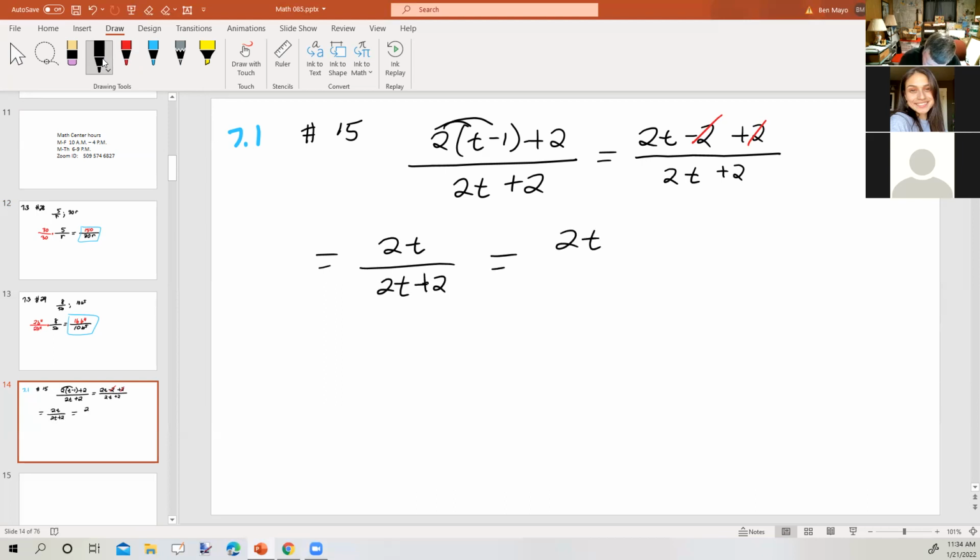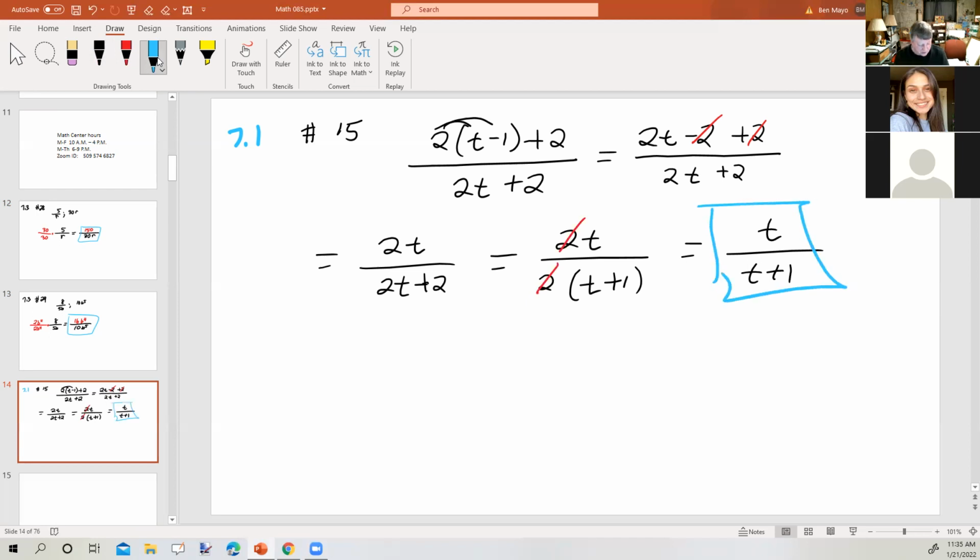However, I can take the denominator and factor a 2 out of it. So now my factors of the numerator are 2 and t. My factors of the denominator are 2 and the quantity t plus 1. I can reduce out the 2 over 2, and my final answer is t over t plus 1. I can't cross out the t's because the t in the denominator is not a factor. It's part of the entire factor t plus 1. So that takes us back a ways. Any questions about that problem?